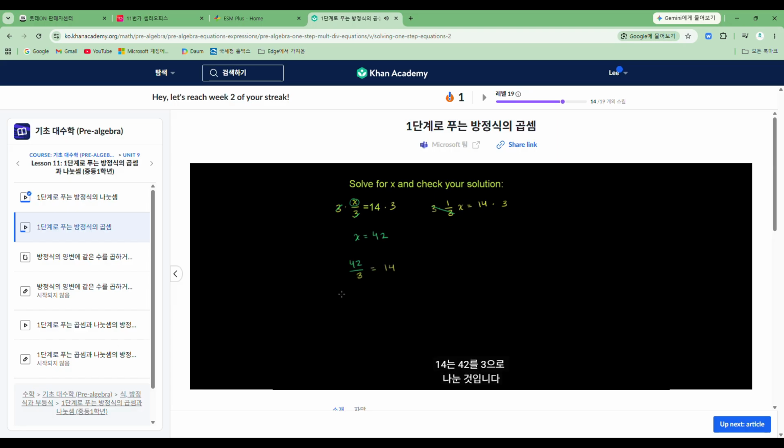So what's 42 divided by 3? And we could do a little bit of, I guess we call it medium long division. It's not really long division. 3 into 4. 3 goes into 4 one time. 1 times 3 is 3. You subtract. 4 minus 3 is 1. Bring down the 2. 3 goes into 12 4 times. So 3 goes into 42 14 times. So this right over here simplifies to 14. And it all checks out. So we're done.